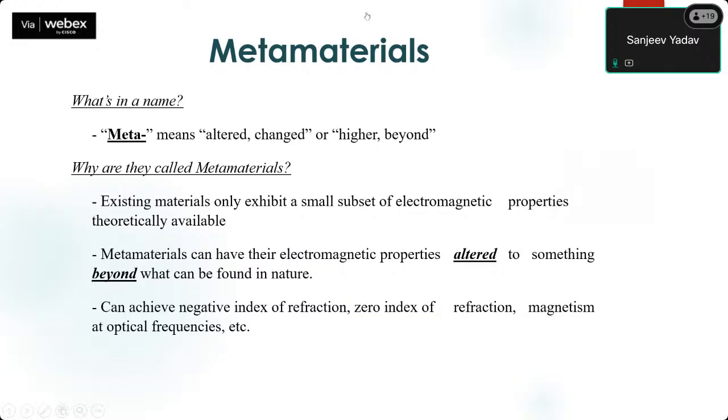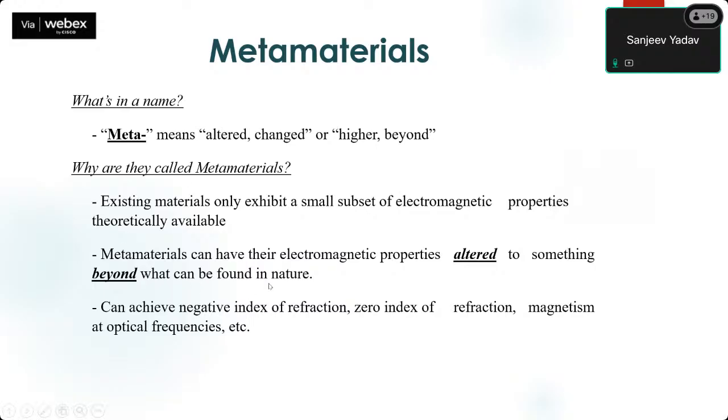So what do we mean by meta? Meta means the properties which are altered or changed by human beings, that really do not exist. Metamaterials are materials which only exhibit a small subset of electromagnetic properties theoretically available. These are not practically available. So by altering some of their properties, we change a normal material into a metamaterial.